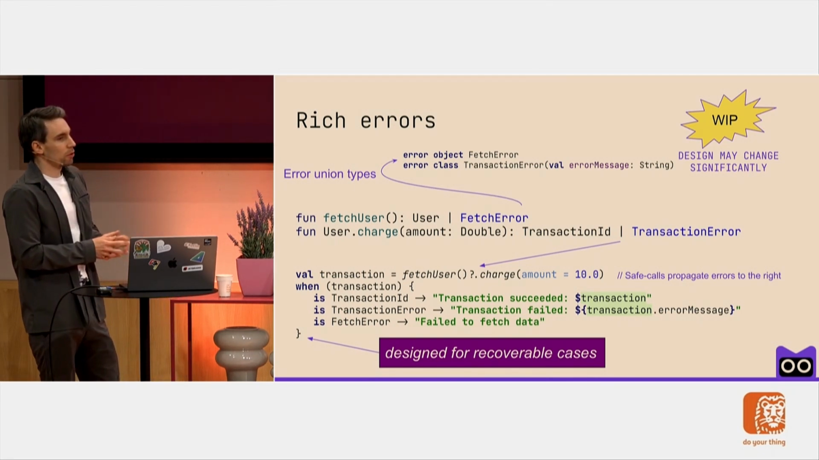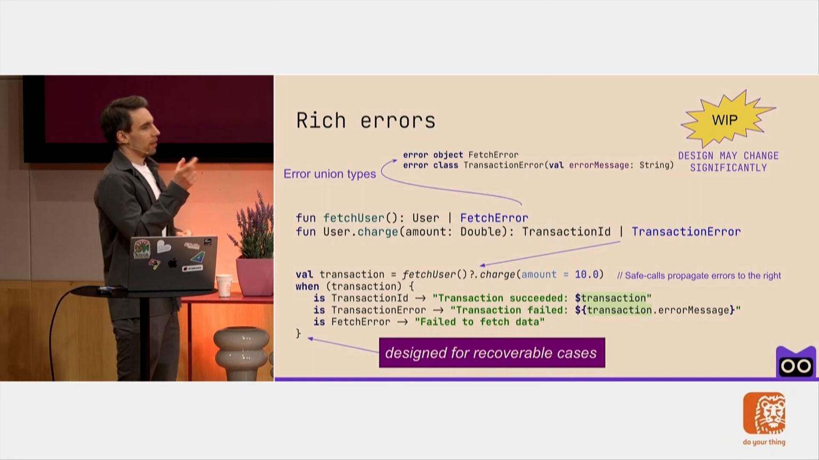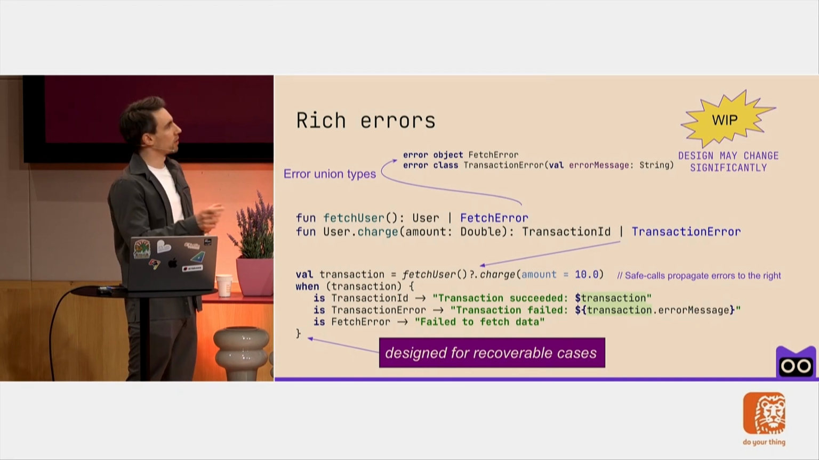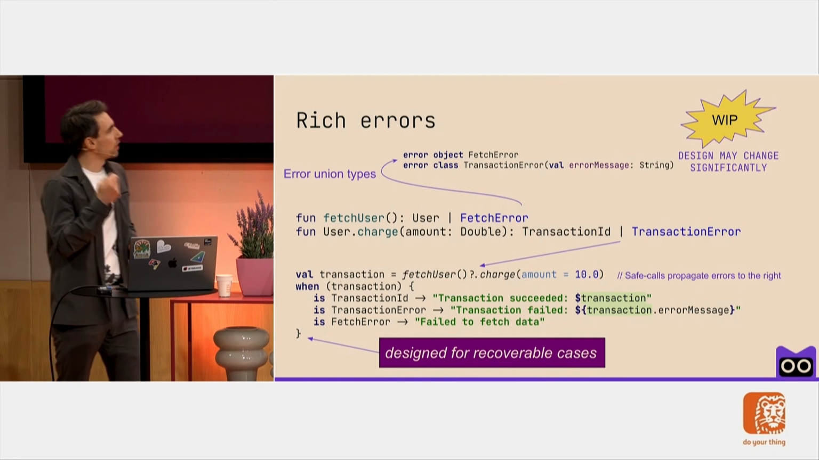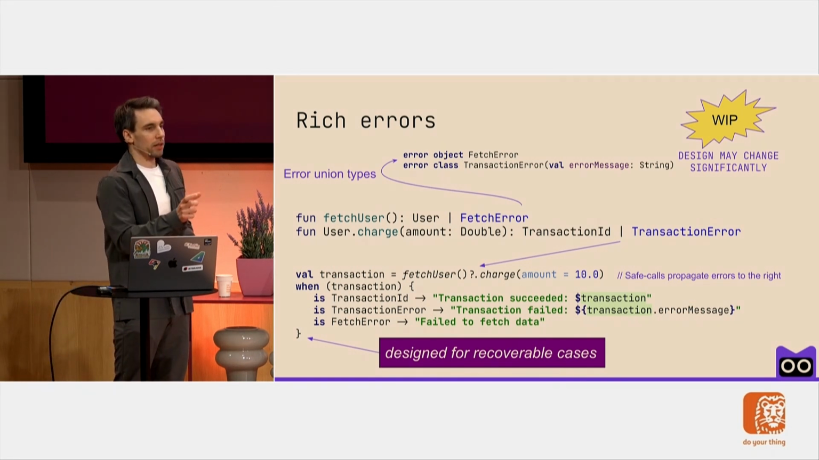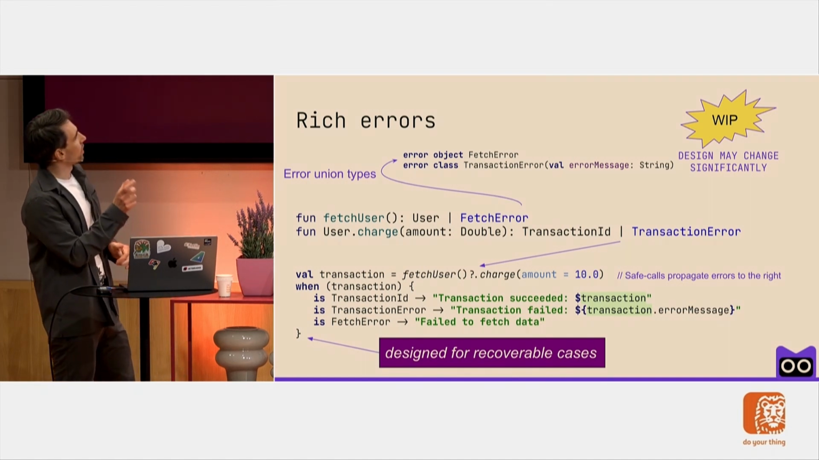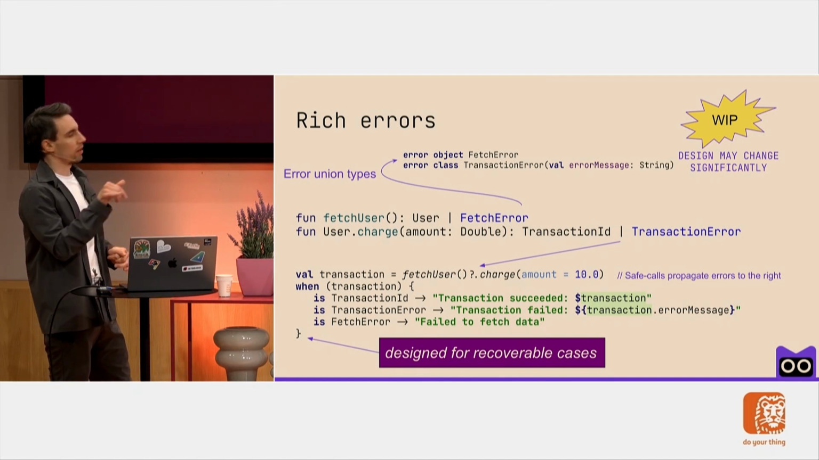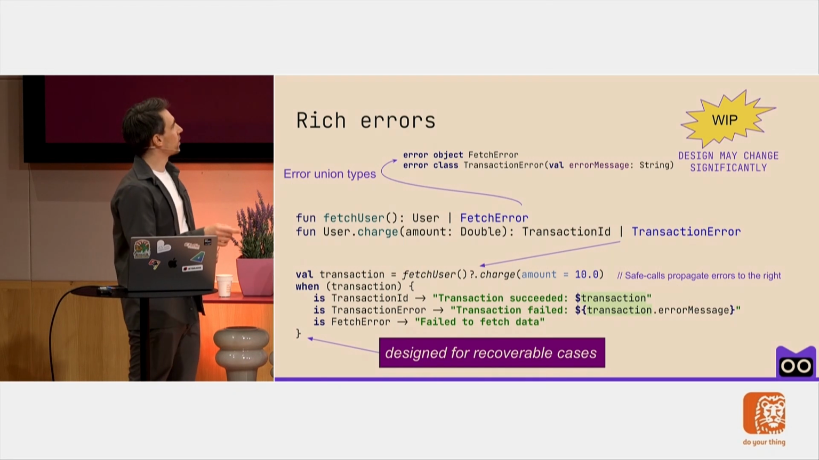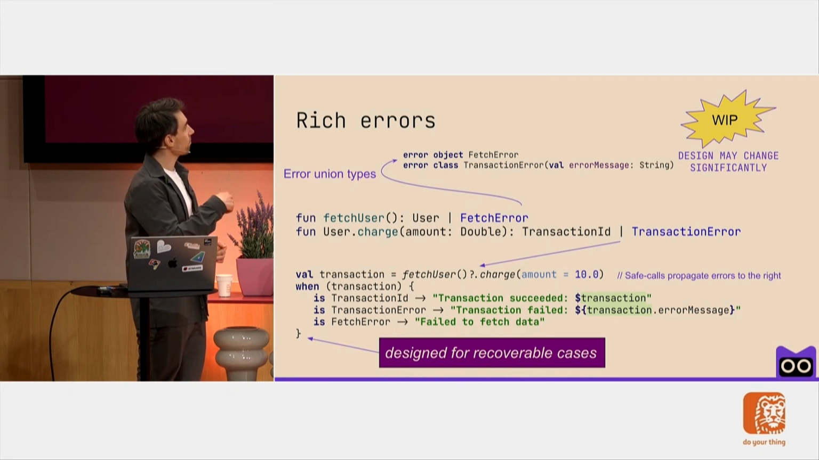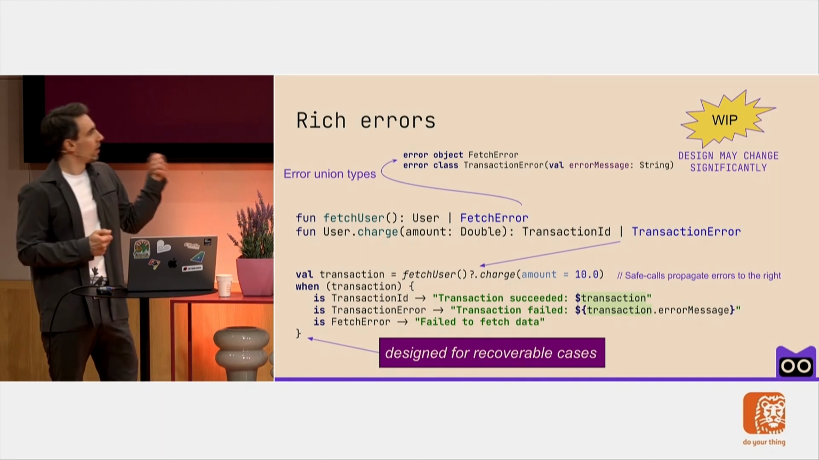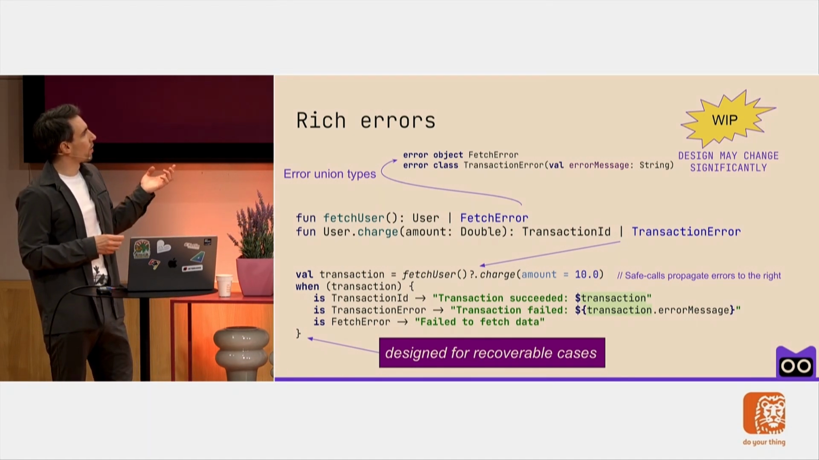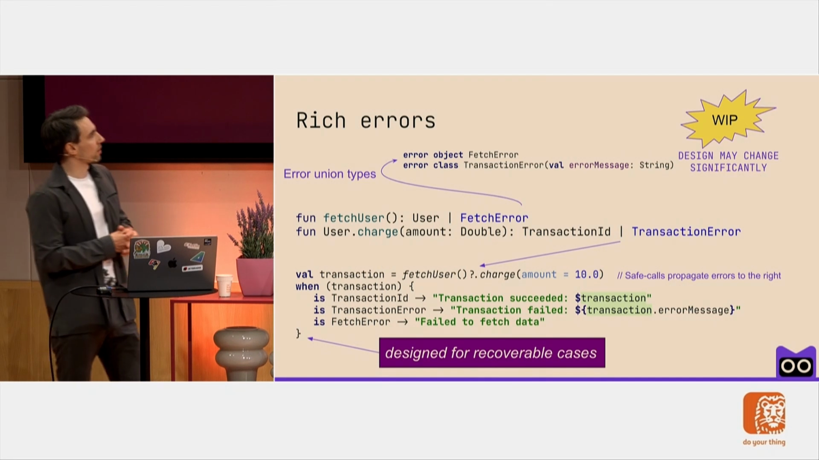And with this feature, the same as with nullable types, I can use, for instance, safe calls. So when I call fetchUser()?.charge(), safe calls will propagate errors to the right. And the resulting type of transaction will be TransactionId or FetchError or TransactionError. Which means that now when I process this transaction, I know everything about the errors, and I can safely print whether it's an error or it's a success.